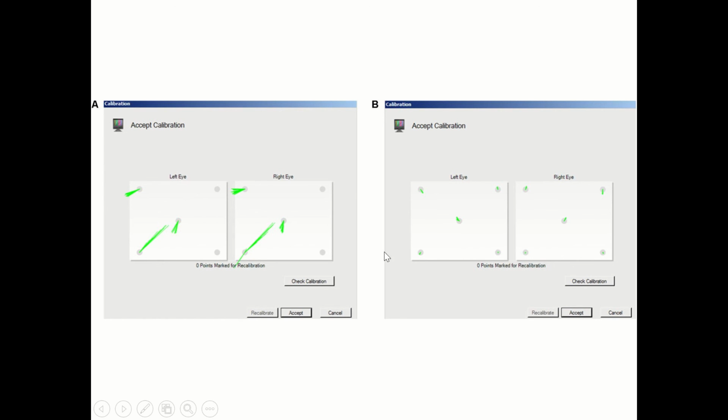So this is the essential problem. Basically, this is an example of a really good eye tracking calibration. For each eye, it was able to see all the corners of the screen as well as the center pretty accurately.